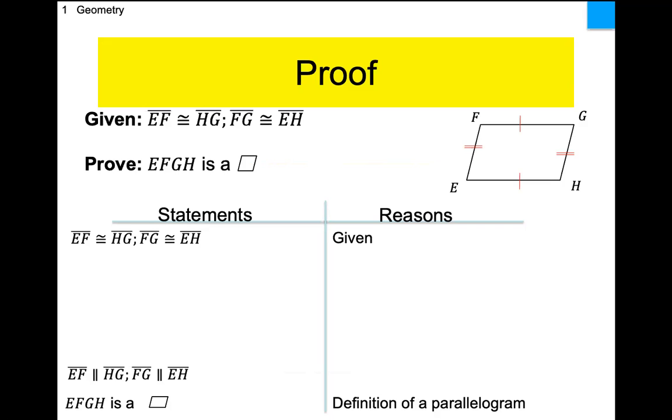Construct EG. All right. Does it matter that we make EG? Can we make FH? Yeah, either one's fine. Okay, so let's make that. This is the same thing we did on that previous proof.